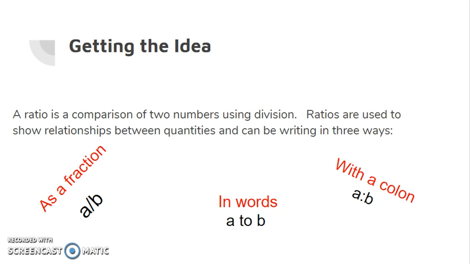For getting the idea, a ratio is a comparison of two numbers using division. Ratios are used to show relationships between two quantities and can be written in three different ways. The first way is as a fraction, such as A over B. It can be written in words, A to B, so the word you're going to use there would be the word to, and with a colon, A colon B.